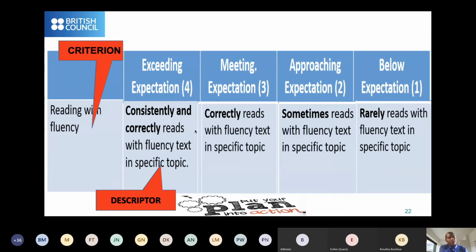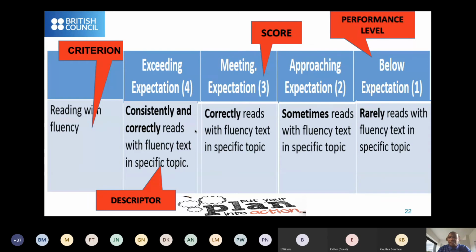But this below expectation, you have to be careful, because we don't want our learners to be left out. So you can say rarely reads with fluency independently, but has to be supported, because we don't want to leave any learner at below expectation. It is our role as teachers to pull them up. But then we now need to identify where they are, and then we pull them up. So your success should be this clear, so that when I'm coming to my success meter, that is the score, that is performance level, I'll now bring my success this way.